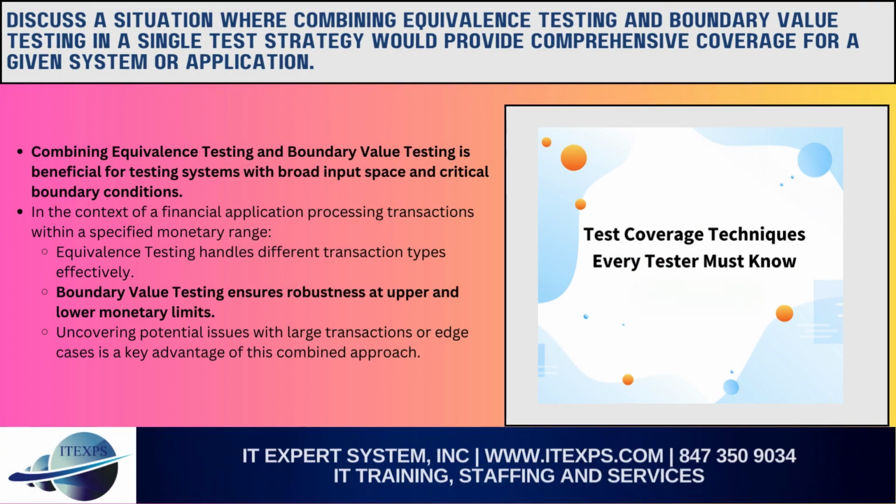Discuss a situation where combining equivalence testing and boundary value testing in a single test strategy would provide comprehensive coverage for a given system or application. Combining equivalence testing and boundary value testing is beneficial when testing a system that involves both a broad input space and critical boundary conditions. For instance, in testing a financial application that processes transactions within a specified monetary range, equivalence testing can handle different transaction types, while boundary value testing can ensure robustness at the upper and lower monetary limits, uncovering potential issues with large transactions or edge cases.